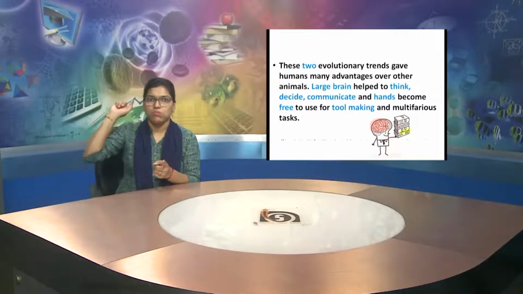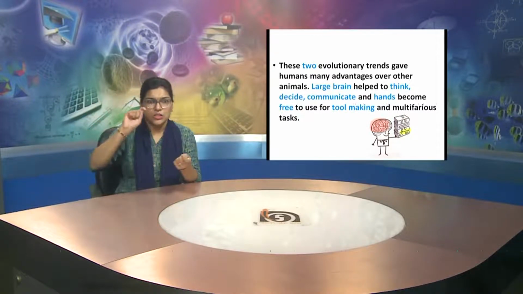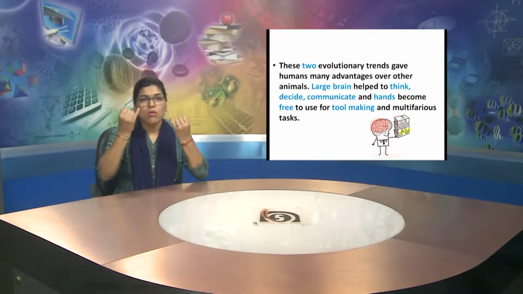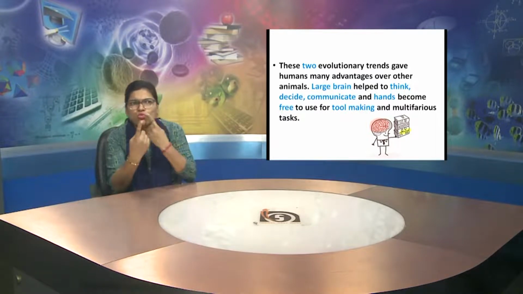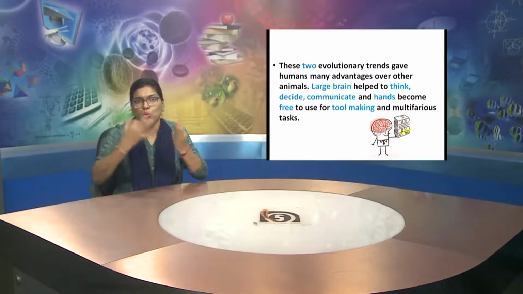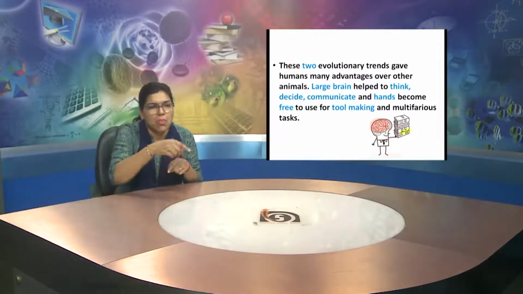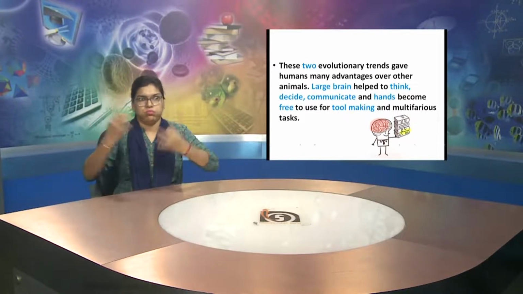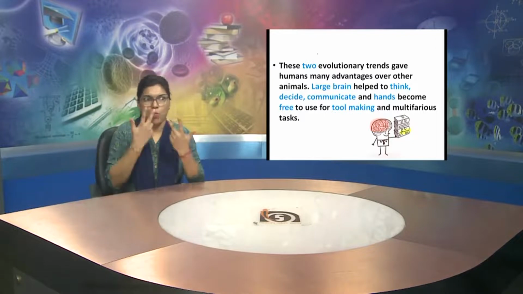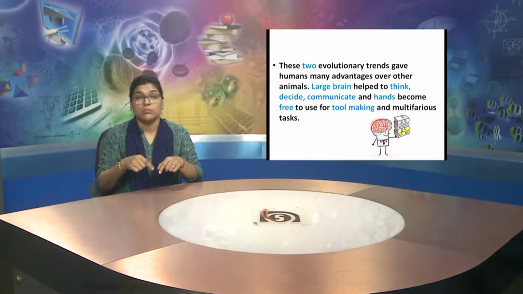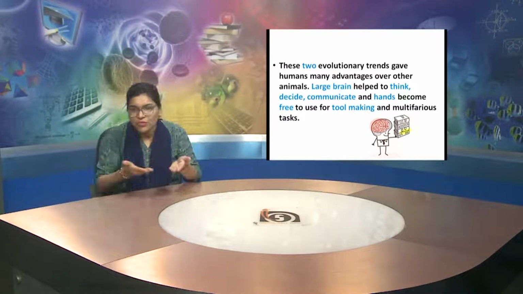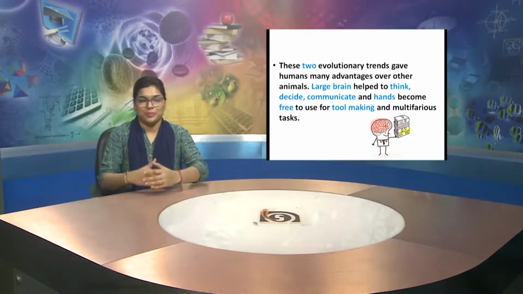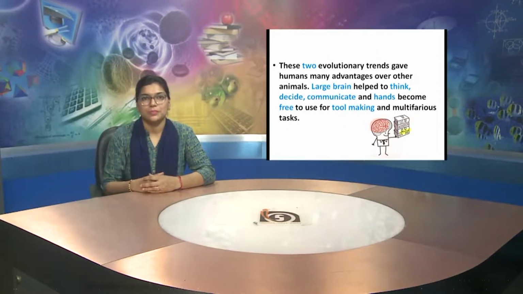So both these two changes gave humans many advantages over other animals. How? Because of the large brain, it helped humans to think, to decide, to communicate, and the human hands became free to use different items, like humans started making tools and also doing multifarious tasks.